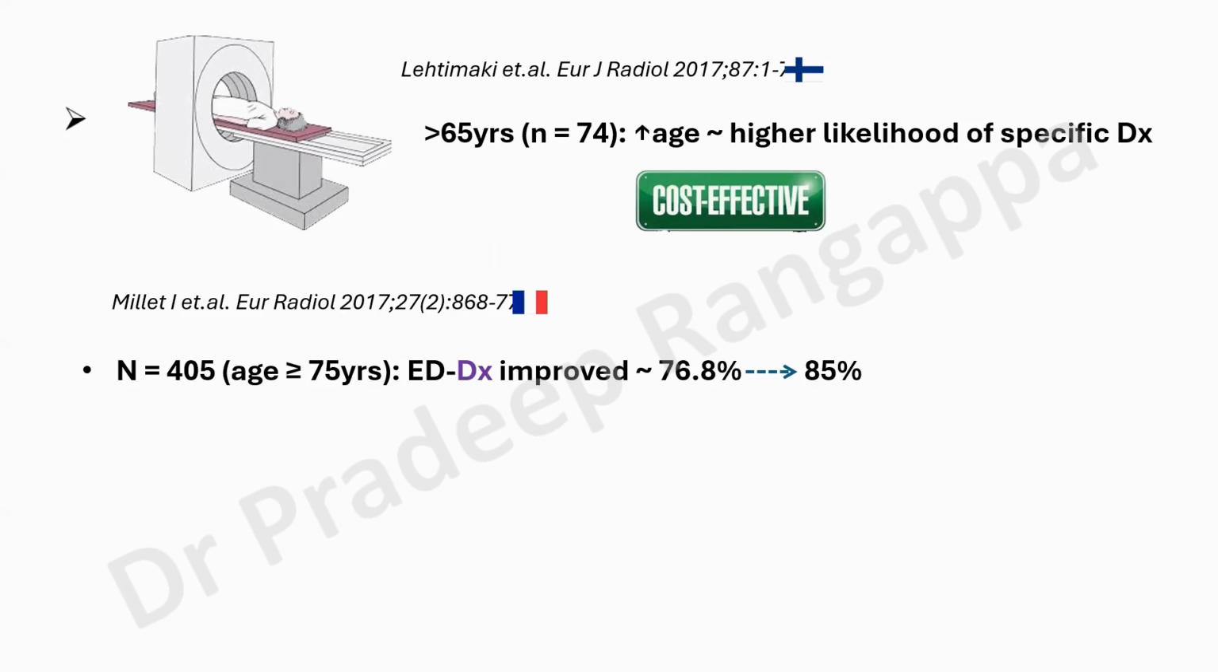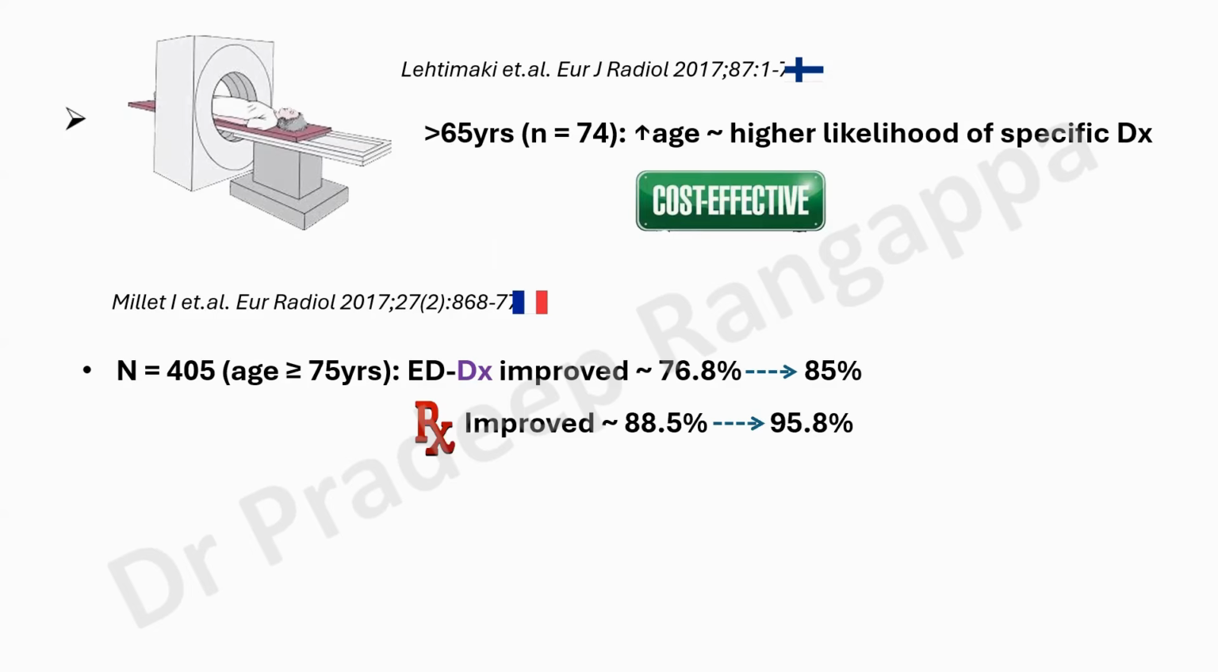So CT, because this particular study was done in 405 patients, age more than 75 years. In the emergency department, diagnosis improved from 76.8% to 85% by doing CT. So the message out to the audience is, in elderly, have a low threshold to do CT abdomen to establish diagnosis, and don't limit yourself to only biochemistry, chest X-ray or ultrasound, because you may miss the diagnosis from the structural standpoint in the abdomen. That is the message, and that is evidence-based.